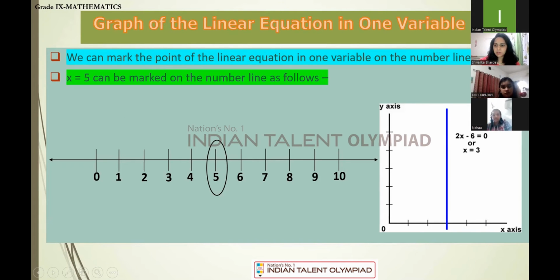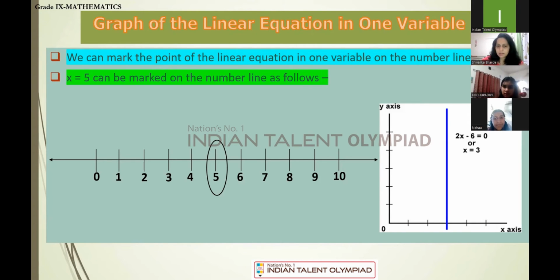So any doubt till now? We have done the meaning of linear equation in two variables, the meaning of linear equations in one variable, and how we can find the solution in one variable. So the simple solution and the graphical solution, both things. Any doubt? You can ask me anything. Can we move to the next slide? Okay, sure. Sure, Neha?